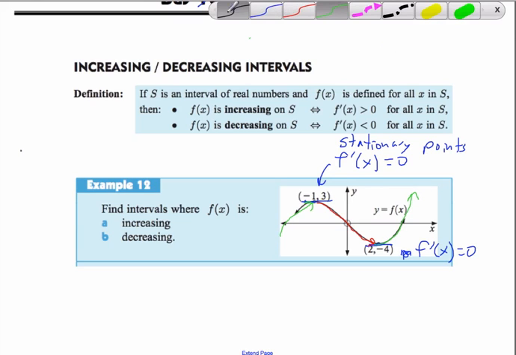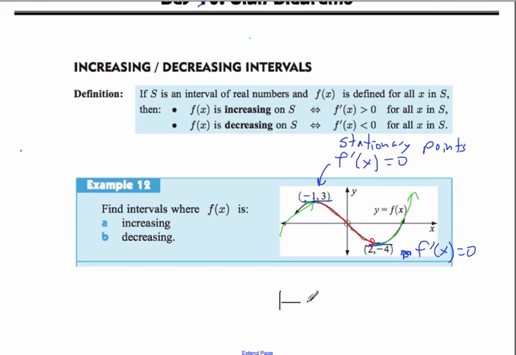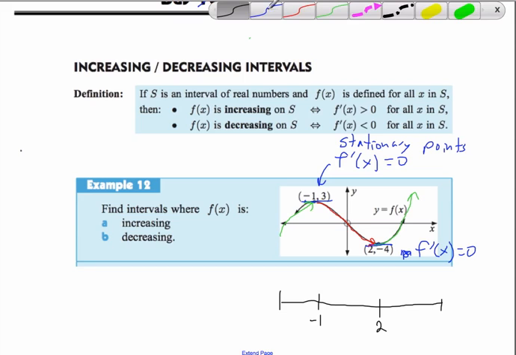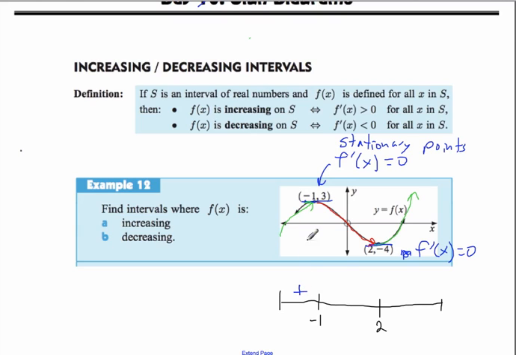Okay, so the way we can do that with a sign diagram is we can just focus on these x values here. This is -1, this is 2, these are our stationary points. So in between these values, here the function is increasing in this region, and here from -1 to 2 the function is decreasing, and from 2 onwards the function is increasing. So this sign diagram shows where the function is increasing and where the function is decreasing.